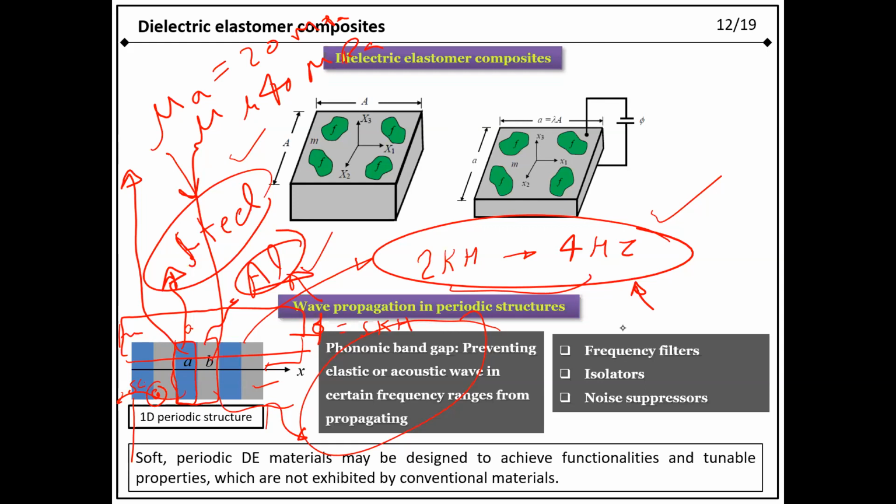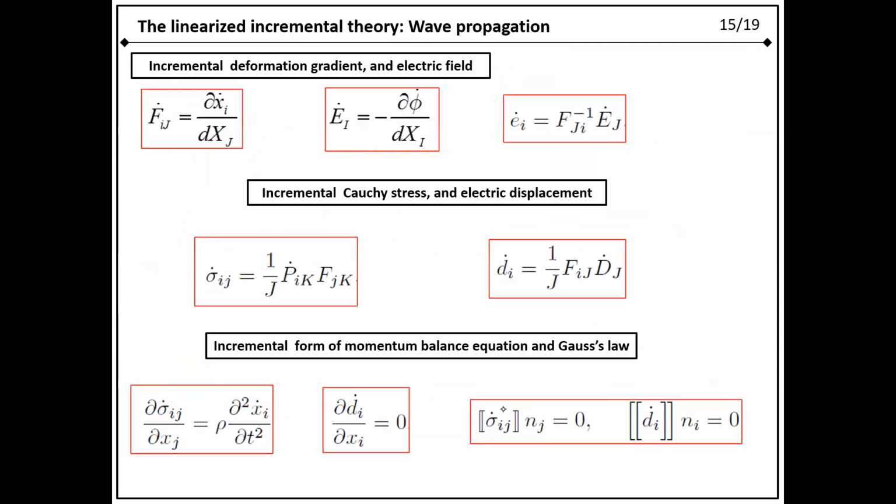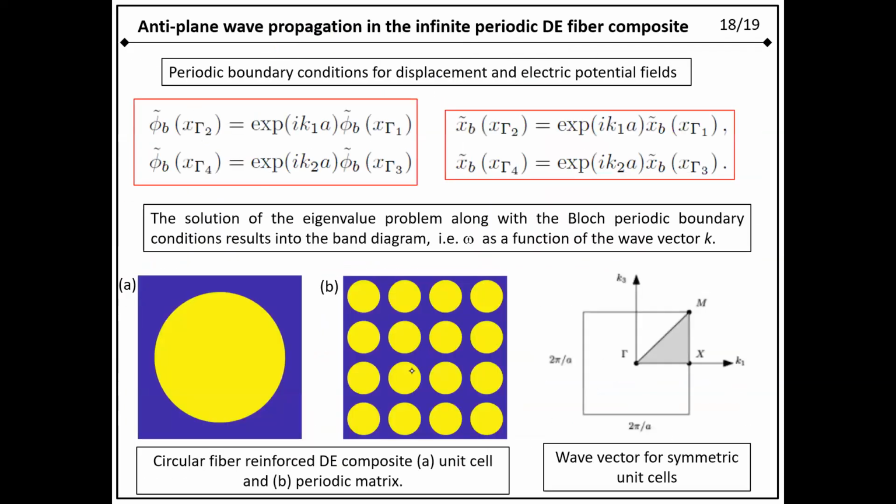If we talk about the frequency filter, the same structure can give you a frequency range in which a wave cannot pass. So if we talk about elastic waves, we can obtain different frequency ranges from the same structures. Okay, I am not going into the modeling part.